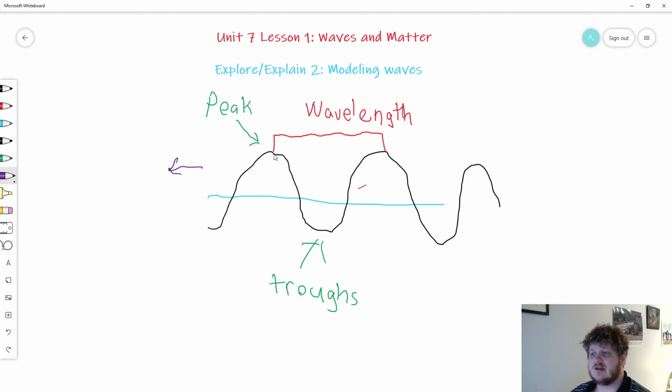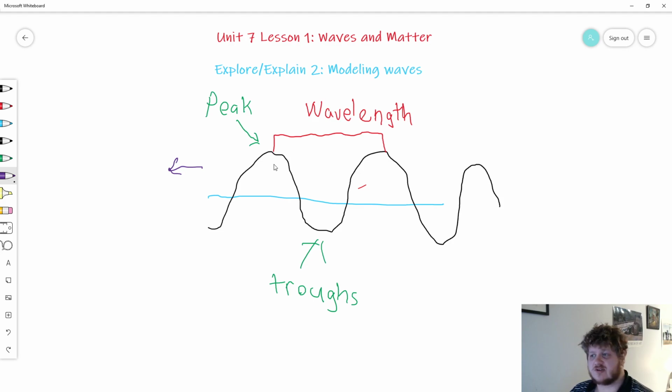It would be the time it takes for one peak to get into the same position as a previous peak. So it'd be one full cycle. It would take however much time it takes for this peak to reach all the way over here, because these waves end up repeating themselves over and over again. That's one way we've determined how to measure these things.